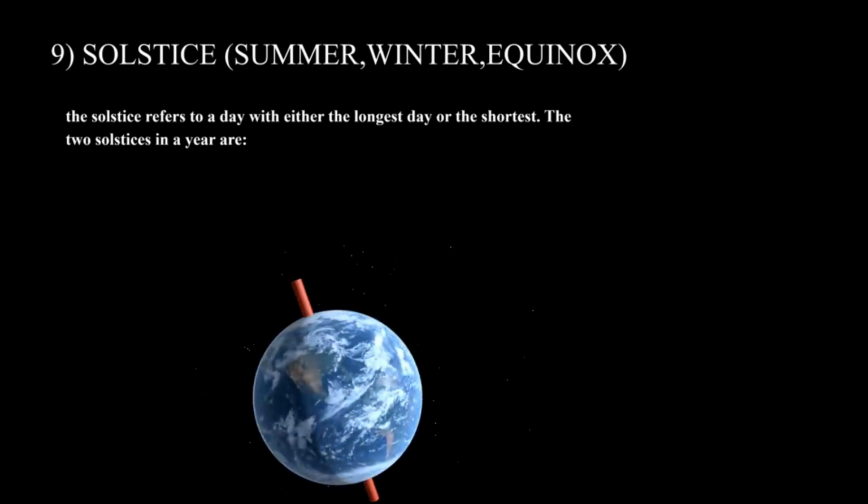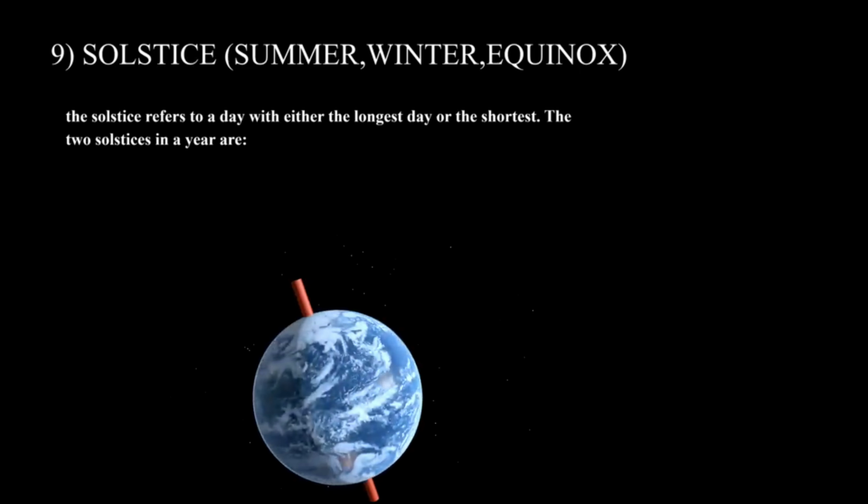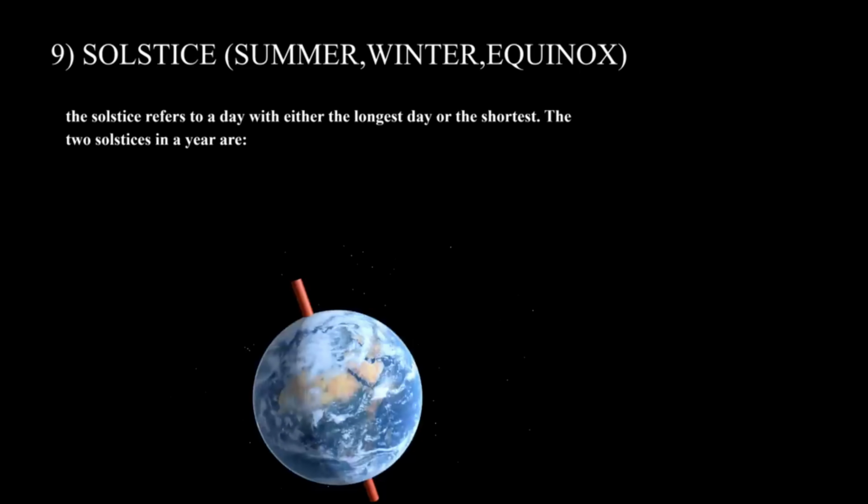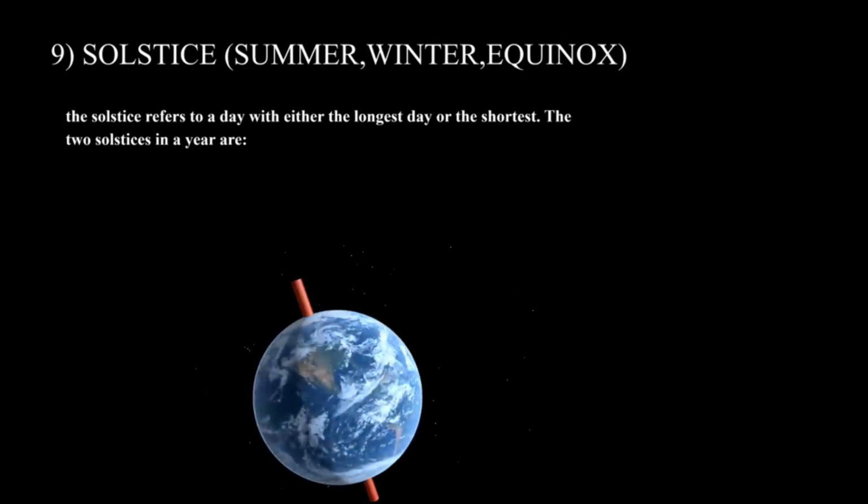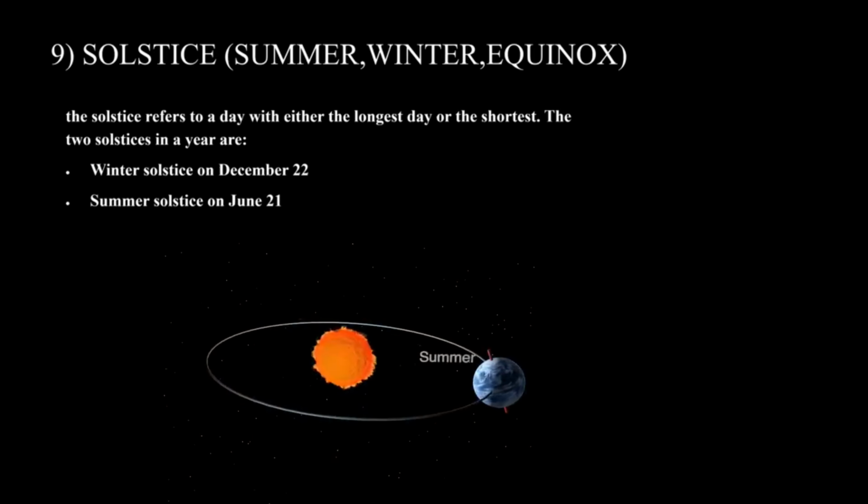Now we will see about solstice, that is summer solstice, winter solstice and equinox. Solstice refers to a day with either the longest day or the shortest day. The two solstices in a year are winter solstice and summer solstice. Winter solstice falls on December 22 and summer solstice falls on June 21st.